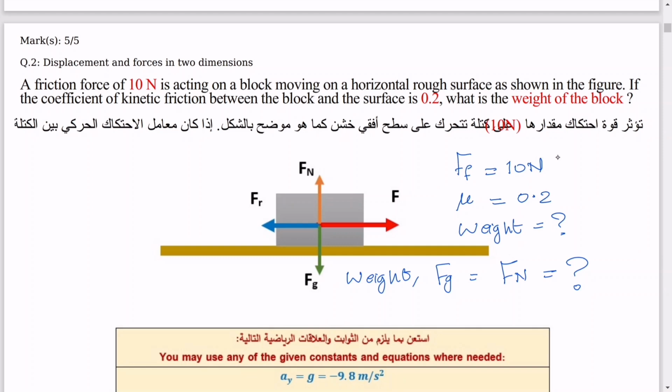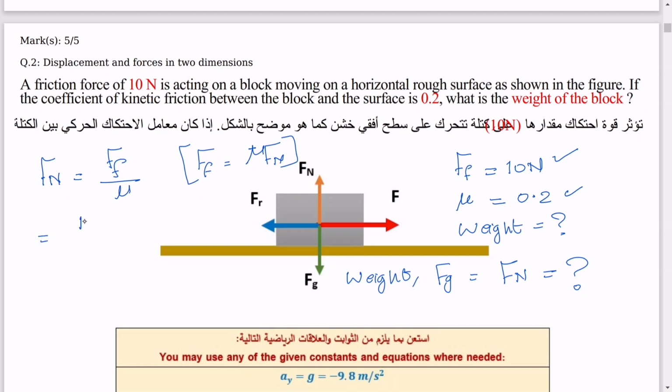So if the force of friction is given, coefficient of friction is given, and normal force you need to calculate, what is the equation to calculate normal force? We have normal force is equal to force of friction divided by coefficient of friction. Where did we get this equation? We got this equation from the equation of friction. We have force of friction is equal to coefficient of friction multiplied by normal force. From this equation, we can write normal force is equal to force of friction divided by coefficient of friction.